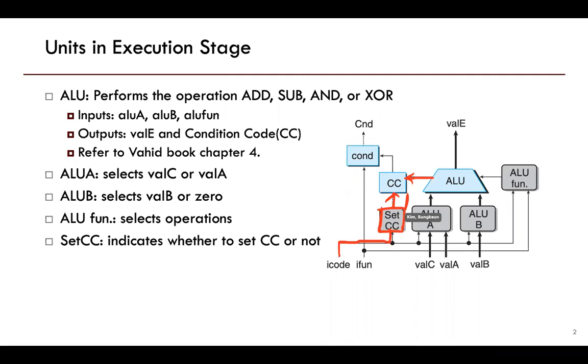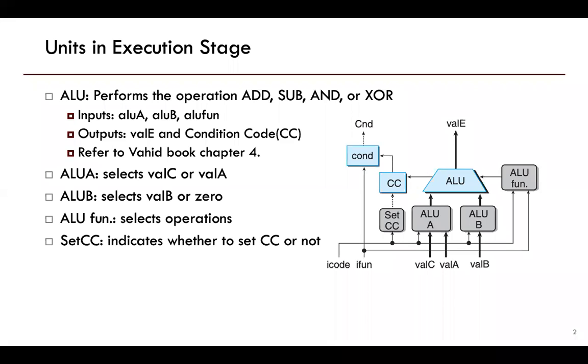Otherwise, it's 0. Okay. Then in the CC block, depending on this signal, it will either store the value coming from the ALU as the condition code or not. That's it. Okay. So these two modules should be super simple. Okay. Then we are done.